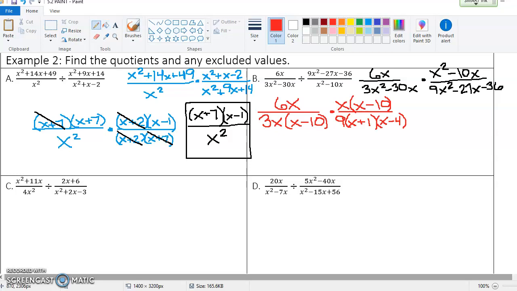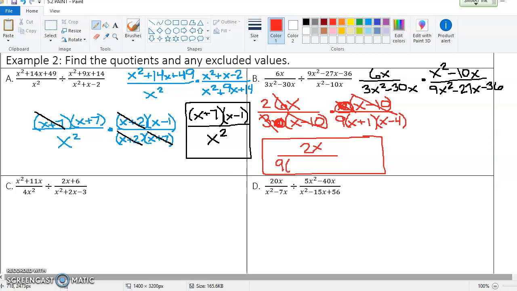Let's figure out what cancels here. The x minus 10s, that helped us a lot. We also have an x on top and an x on bottom right here that we can cancel out. And 6 divided by 3 is 2. So I'm not going to have time to go over the excluded values. However, I will tell you my final answer is going to have a 2x on top. And then on the bottom, it's going to have pretty much everything we had over there because I was not able to get any more of it out.